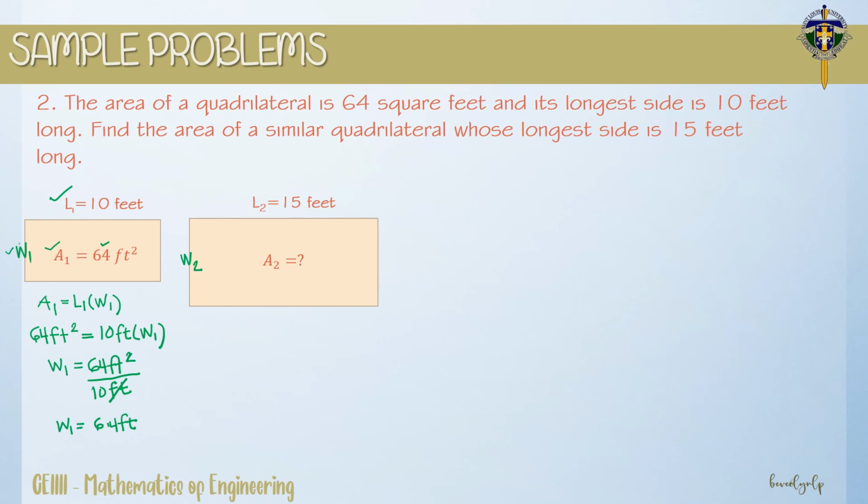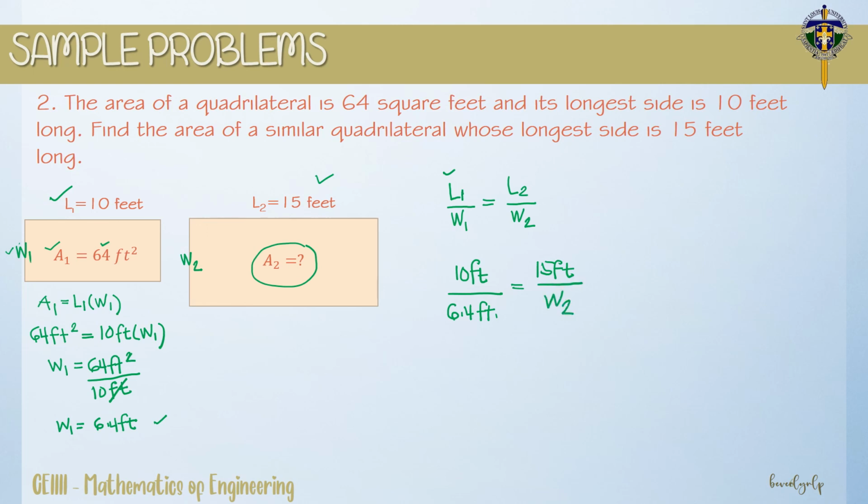So using ratio and proportion, we will be able to solve area 2. And that is simply the ratio of length 1 is to width 1 is also equal to the ratio of length 2 and width 2. So substituting, L1 is 10 feet, W1 is the one we were able to solve, that is 6.4 feet, is equal to length 2 is given to be 15 feet over W2. So once we solve the value of W2, we can solve for area 2.